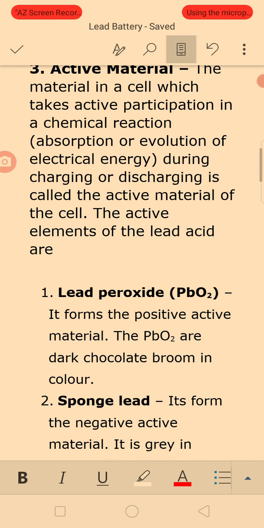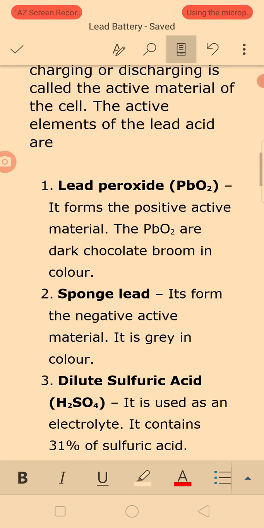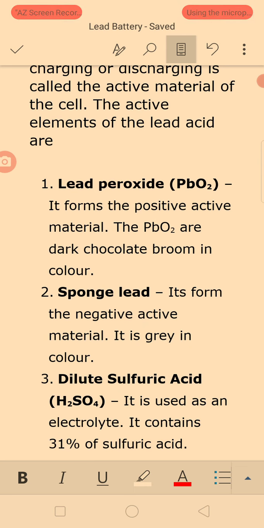Active material consists of, number 1, the cathode, in the form of lead dioxide, dark chocolate brown in color. Number 2, sponge lead, it forms the negative active material, it is gray in color, it is of lead, it acts as an anode.